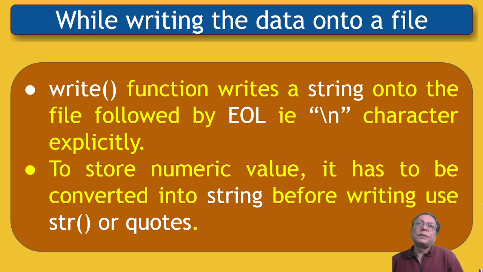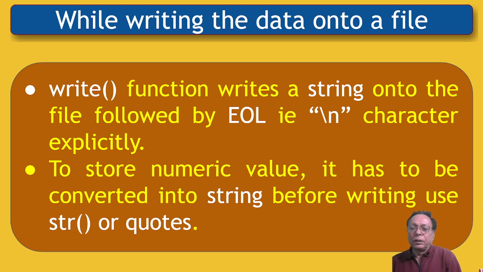Secondly, since the write method will write the text in string format, if you are willing to write numbers in the text file, then it becomes mandatory again to convert these numbers into string format or put them in double quotes. If you are using variables, variables cannot be put in double quotes, so you will have to typecast them, or convert these identifiers or variables into string variables.